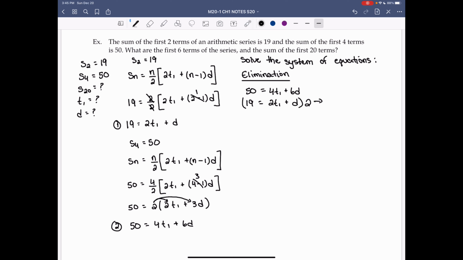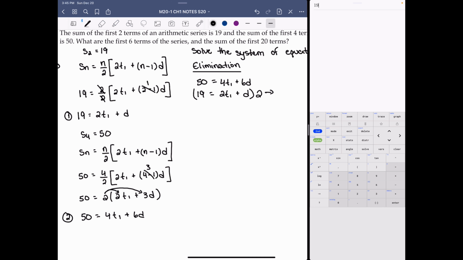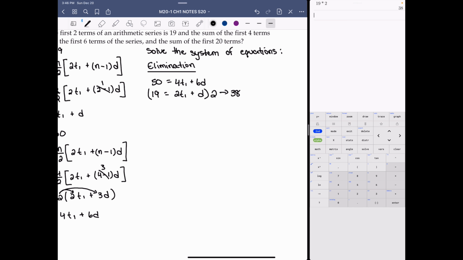Then my new equation becomes 19 times 2, 19 times 2 is 38, equals 4t1 plus 2d, and my top equation isn't changing. 50 equals 4t1 plus 6d. Then I decide, should I add or subtract these? I have positive 4 and positive 4. If I added those, I would not get 0. I would get 8. So I want to subtract: 4 minus 4 equals 0.